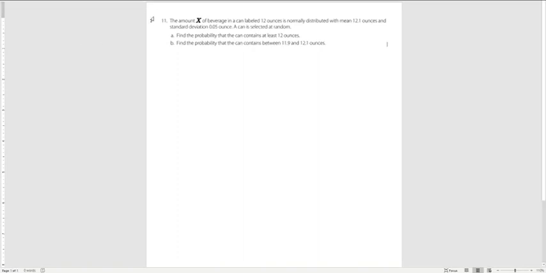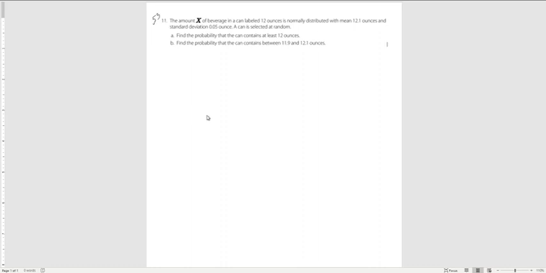Again, we're in Chapter 5, Section 3 this time, number 11. The amount of a random variable x of a beverage in a can labeled 12 ounces is normally distributed with a mean of 12.1 ounces and a standard deviation of 0.05 ounce. The can is selected at random. A. Find the probability that the can contains at least 12 ounces. B. Find the probability that the can contains between 11.9 and 12.1 ounces.